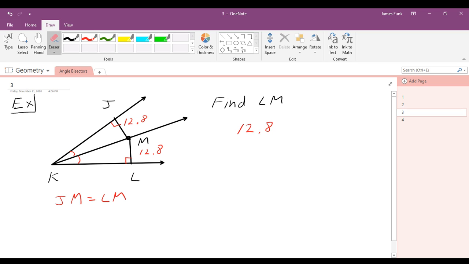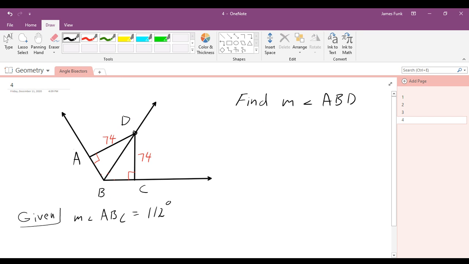So again, there's nothing to calculate, but the most important thing is, do you know how the theorem applies to that problem? All right, let's do one more example using one of our new theorems. In this example, you're trying to find the measure of angle ABD, this angle right here. One thing we are given is that ABC is 112. That's the bigger angle here, ABC.